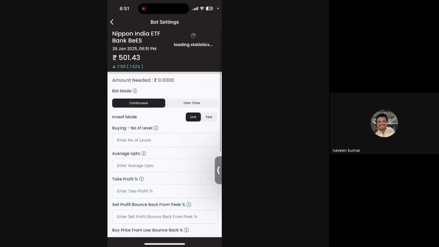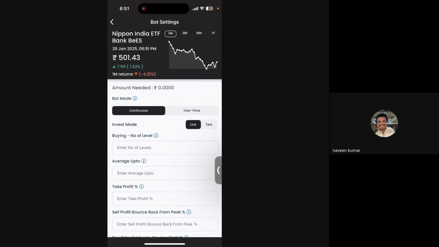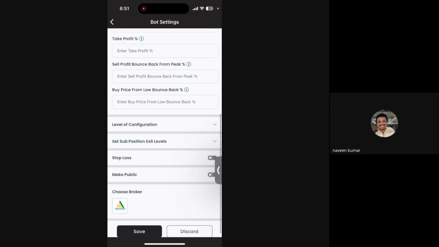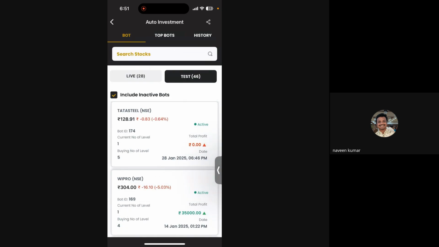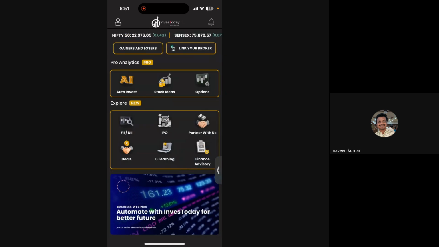Okay, it is trading at 501. You know, it was at almost 600, 700 levels before. And it is good to accumulate. You can just create your bot, link your broker, and just relax. Your bots will never miss the opportunity here.